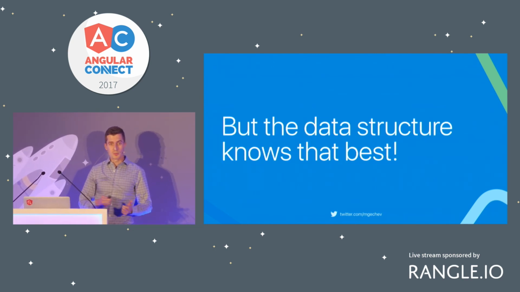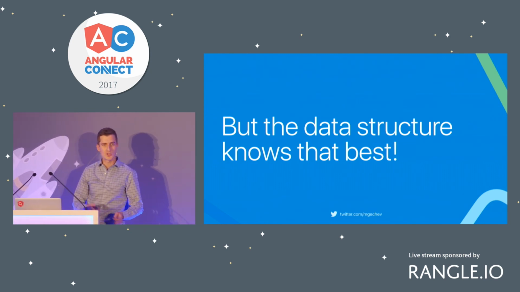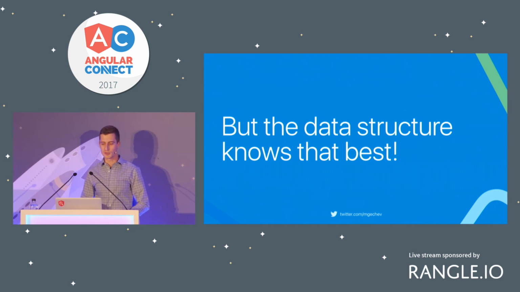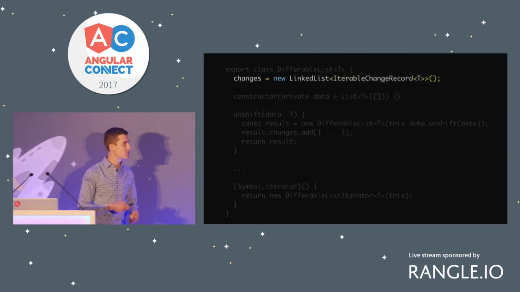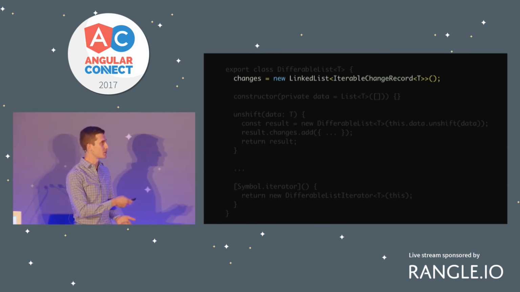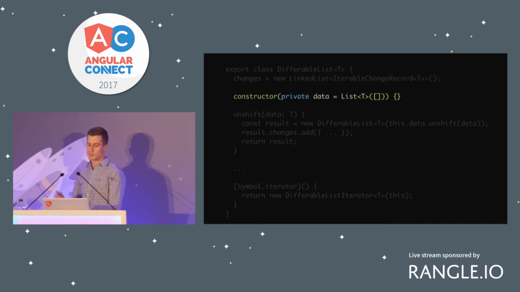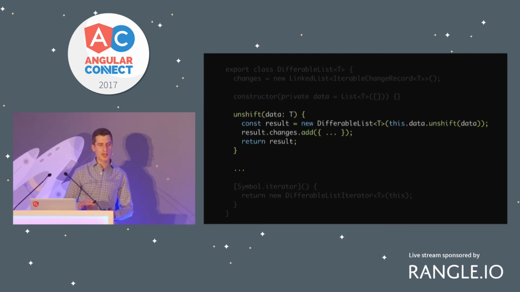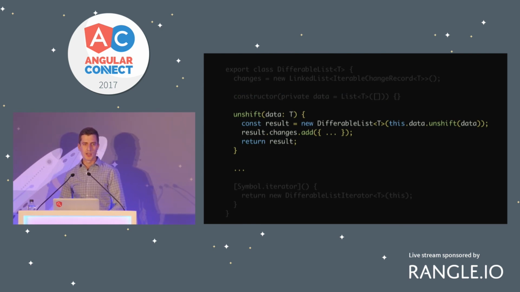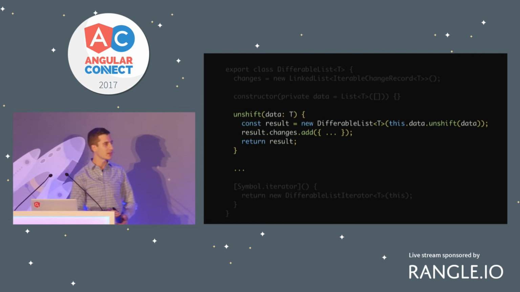But the data structure knows best whether it has changed or not, right? So we can encapsulate these changes inside of the data structure itself. We can implement a data structure which keeps track of the list of changes which have happened inside of it. It also decorates the already existing immutable list in order to have the same immutable behavior. And when we're applying a mutation on top of the data structure, with just constant complexity, we can push all the changes which are happening inside of the linked list.